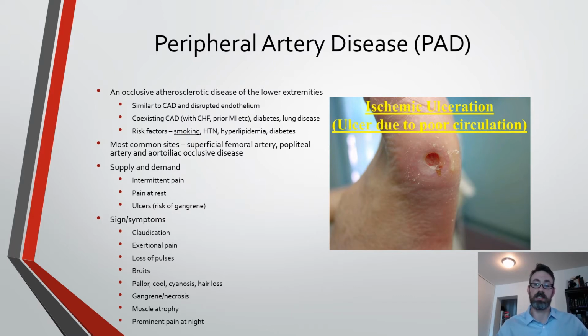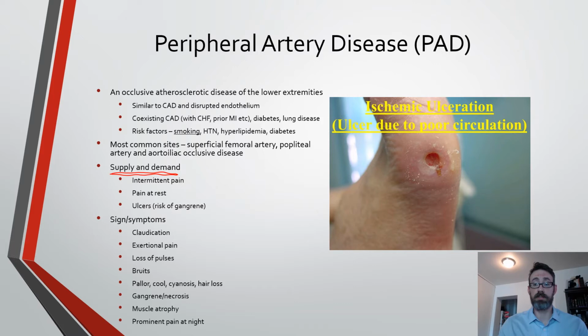This is essentially the same effect, but instead of talking about it in terms of the heart, we're talking about it in terms of the extremities. Okay, and the lower extremities are very prone to this. But it's the same general principle. In fact, I even have listed here supply and demand, if you recall that from my previous lecture. Okay, there's a mismatch between supply and demand. So that's why I say it's similar to coronary artery disease. There's disrupted endothelium, which was sort of the underlying pathology that we found with atherosclerosis.